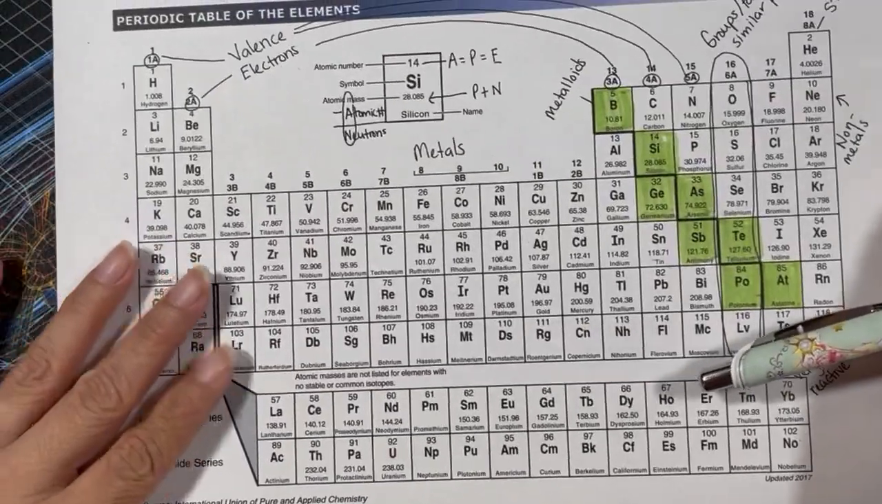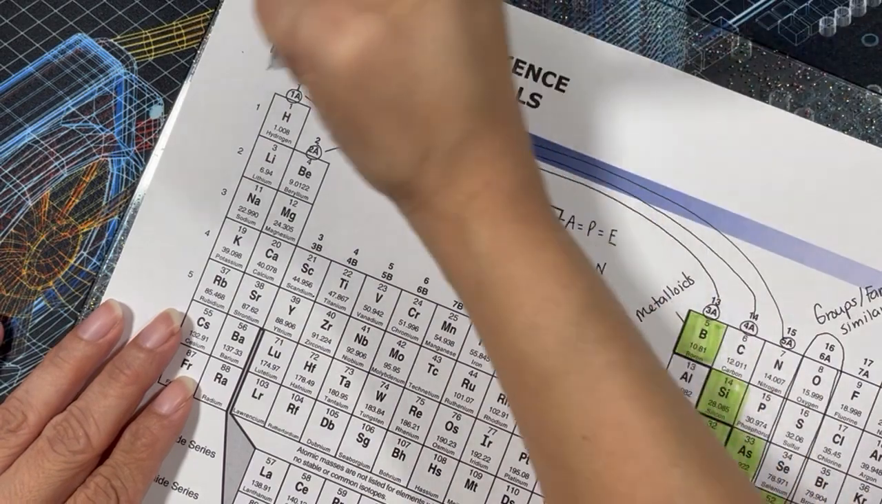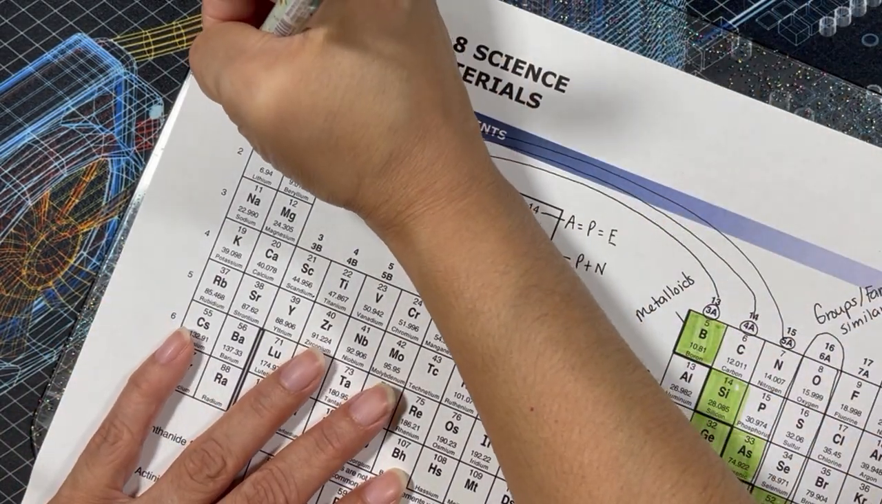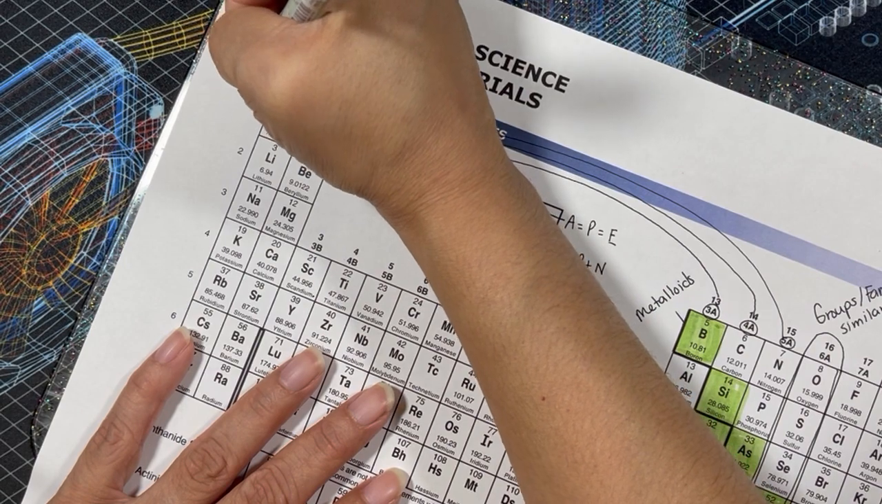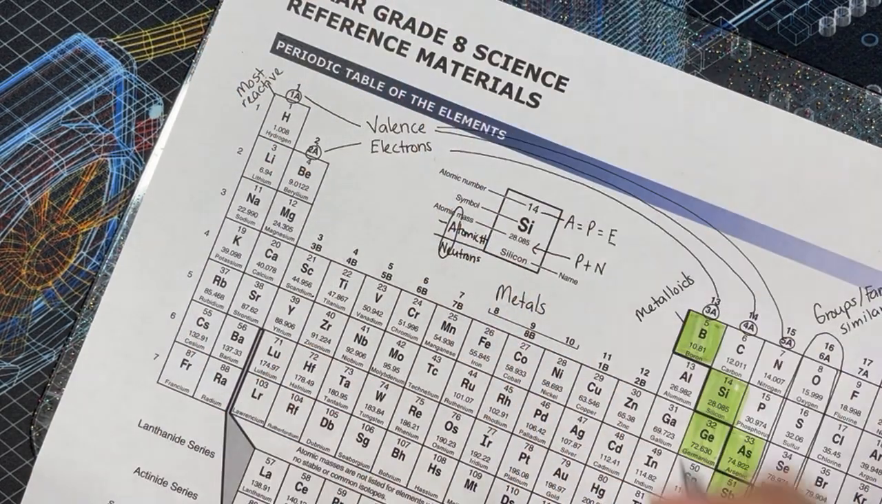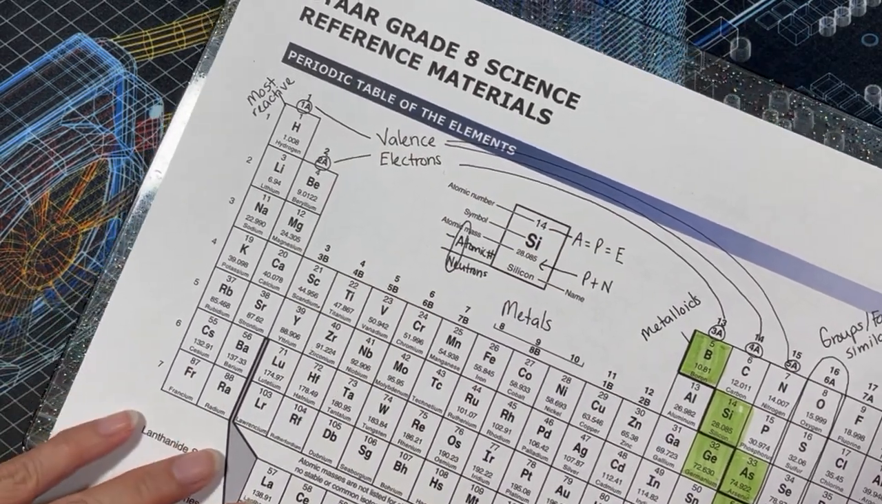And then the next thing we're going to do is go to the side here. And I mentioned also how number 7A was very reactive. Number 1A is also very reactive. It's the most reactive group because it only has one valence electron. Those are the alkali metals, and they react very violently with water.